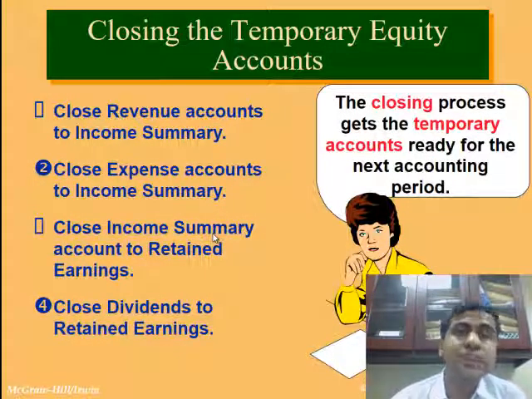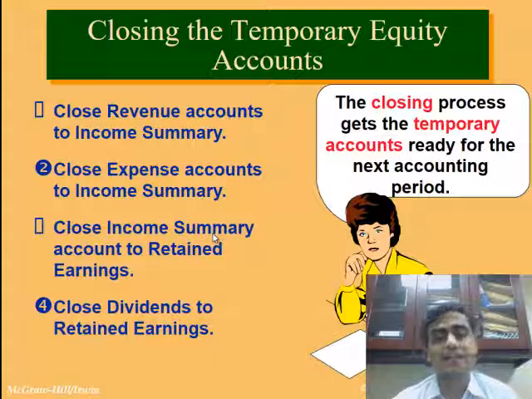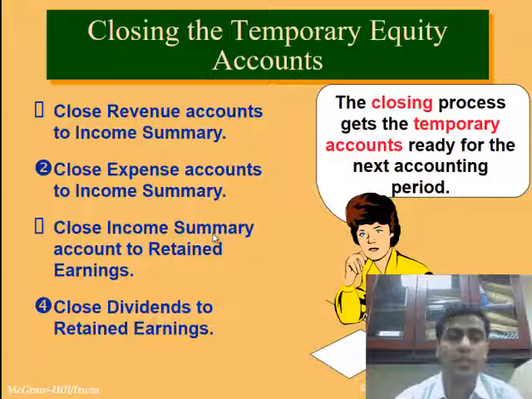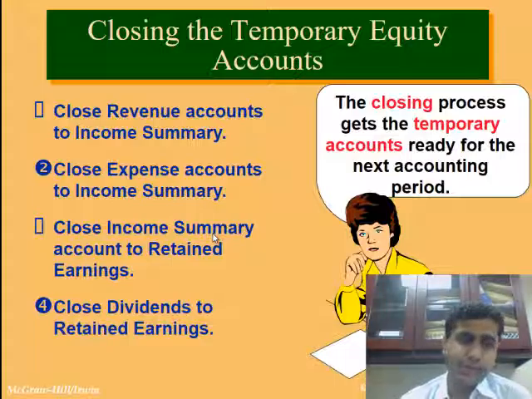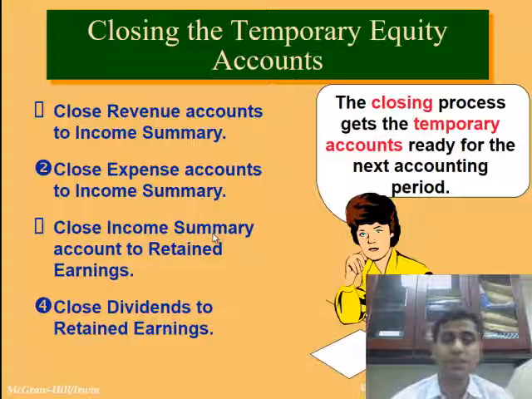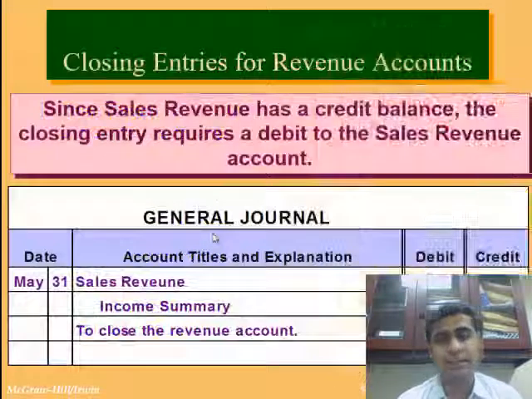Now these are the temporary accounts, and we will learn how these accounts are closed. First of all, the revenue accounts are temporary accounts, and they will be closed into the income summary. Expenses are also temporary accounts, and they will be closed into the income summary. The income summary itself is a temporary account, and it will be closed into the retained earnings, and dividends or losses will also be closed to the retained earnings, as we said that dividends will reduce the retained earnings.